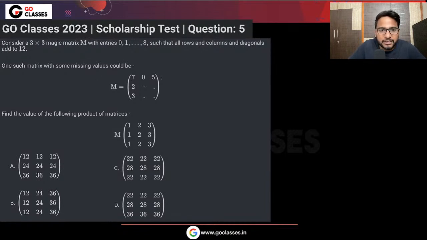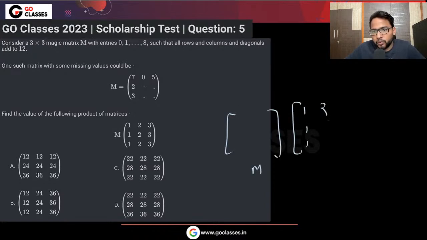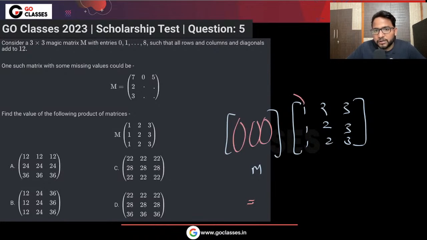So basically, they are saying that there is some matrix M which is given something like this. The rows and columns and even the diagonal sum up to 12. Then they are saying find the value of this. See, if you are having some matrix M and you are multiplying it with 1 1 1, 2 2 2, 3 3 3, then obviously you will be basically adding all the columns to 1. This is what it is saying, right?